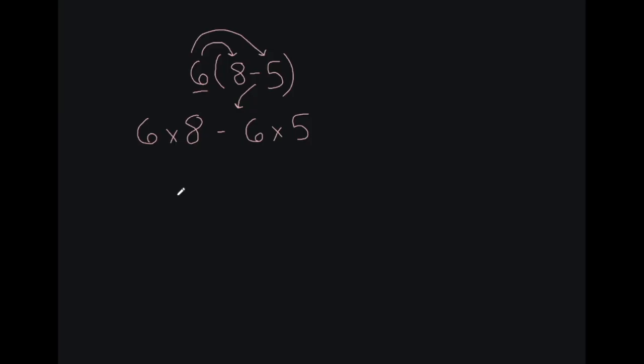We'll still do the same steps. We'll do 6 times 8. So 6 groups of 8 would be 48. Now we'll do 6 times 5. 6 groups of 5 give us 30. And we'll bring our subtraction sign down. 48 minus 30 equals 18.